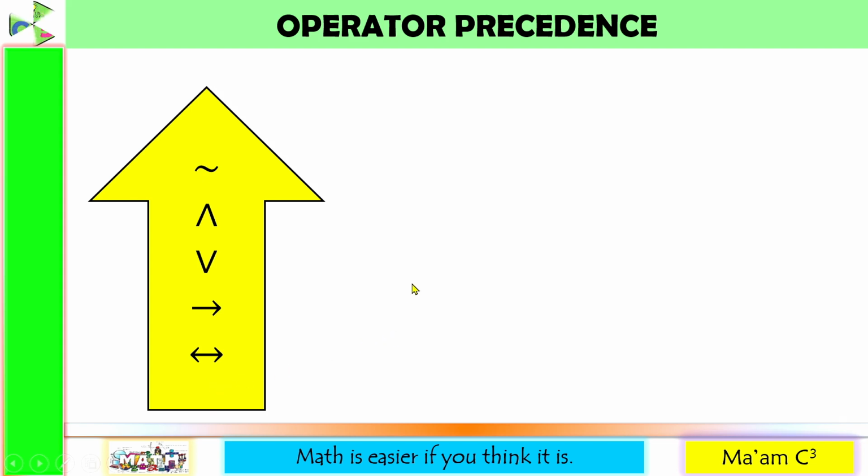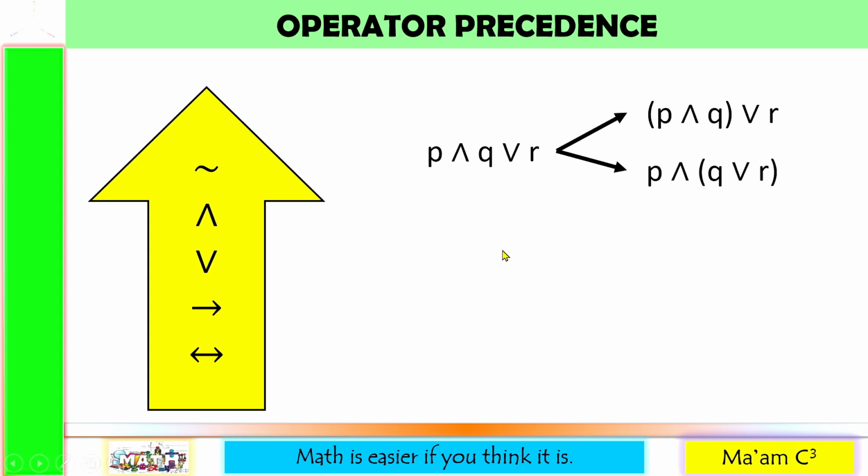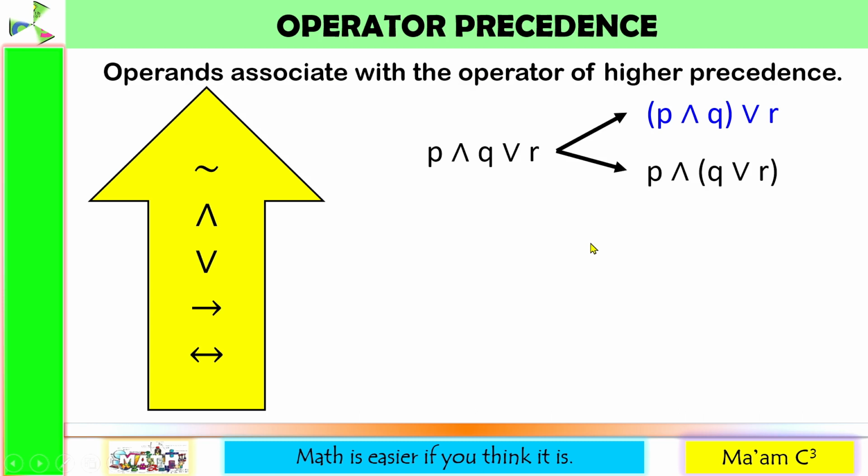Let me give you an example. If I give you this with the corresponding propositions and I ask you to translate this in a sentence, how would you know if this is equivalent to this one or this one? This is where order of precedence comes in. Since conjunction is of higher precedence than disjunction, then the correct answer here is this one. Because operands associate with the operator of higher precedence.